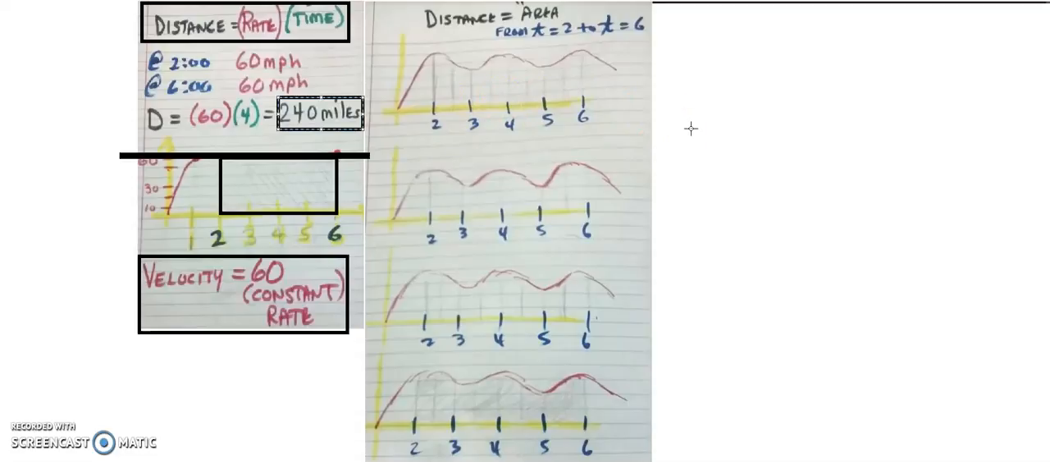Now, if the velocity varied, instead of a constant graph like y equals 60, we might get a graph that goes all different velocities, all different speeds. So then we have different kinds of rectangles to choose. We could choose a rectangle to approximate this by taking the middle of an interval. So there's a rectangle area.